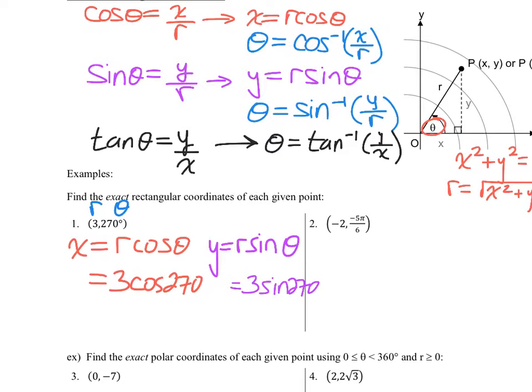Alright, well, whatever. So what's the cosine of 270? 0. So 0 times 3 is going to be 0. What about the sine of 270? -1. So 3 times -1 is going to be a -3. So now I have my coordinate 0, -3.